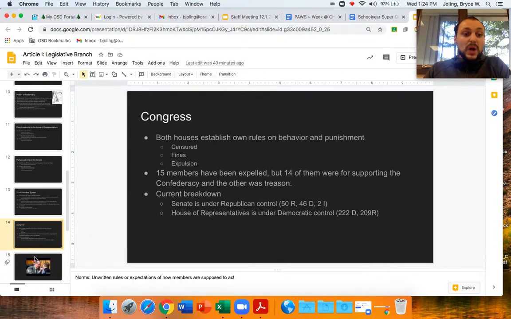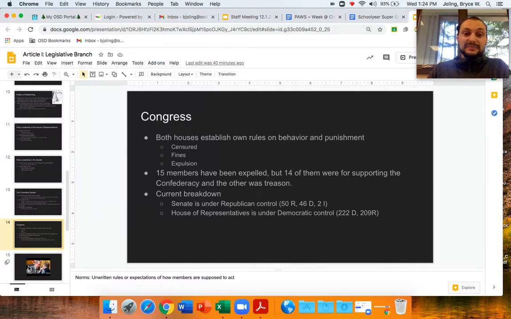So along with the rules and behavior, there's also norms. Norms are unwritten rules of how members are supposed to act. Essentially, norms are traditions, and a lot of the traditions in Congress are supposed to be built off of mutual respect. You're supposed to conduct yourself in a respectable manner, holding a respectable amount of decorum. But that does not always happen.